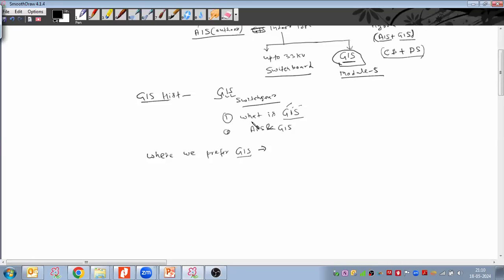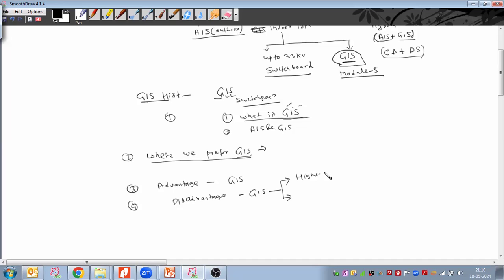So we discussed what is GIS, and where we prefer to use the GIS. That is point number one, and point number two we discussed. Then we discussed the advantages of the GIS, and then the disadvantages of the GIS. To be honest, if we want to list the major disadvantages, one is the higher cost. Second is the higher outage time if any fault occurs inside the GIS. And third is the VFTO. This voltage generation could be a disadvantage.